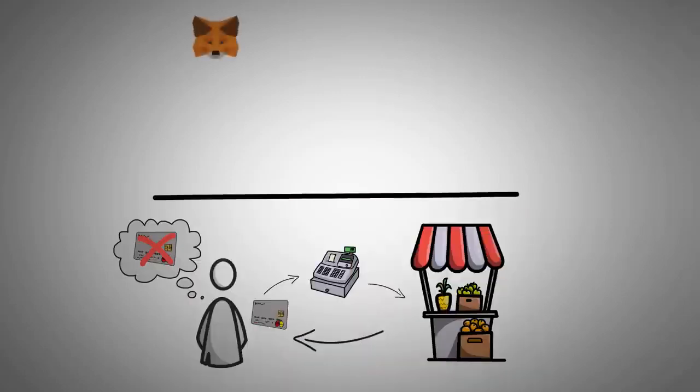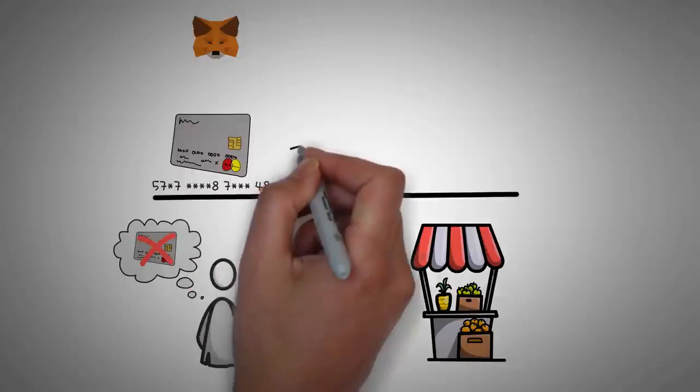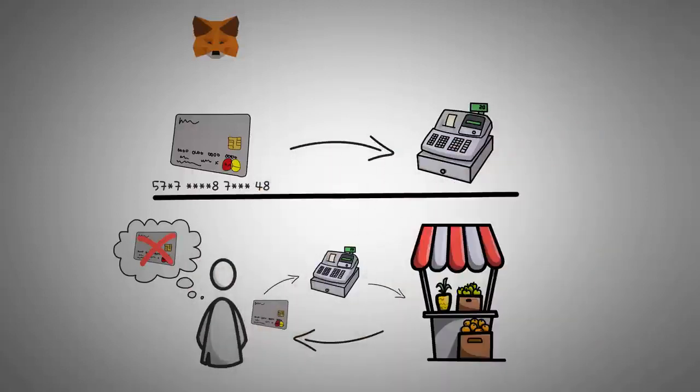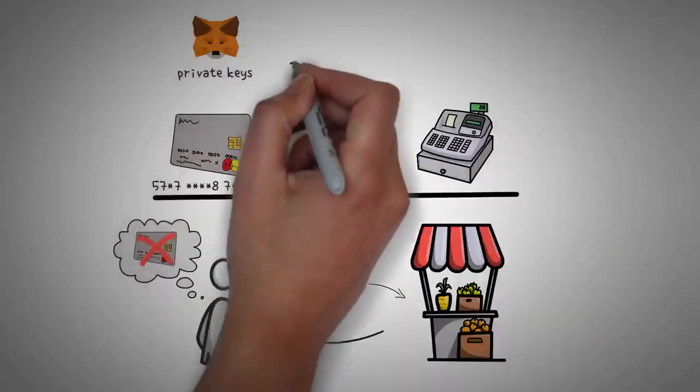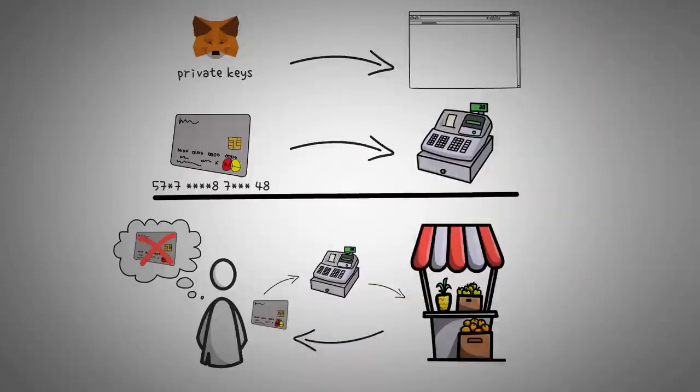Metamask is essentially doing the same thing. With your credit card, the numbers are the data and the card itself is the way that you use them. With Metamask, your private keys are the data and the browser extension is the way that you use them.